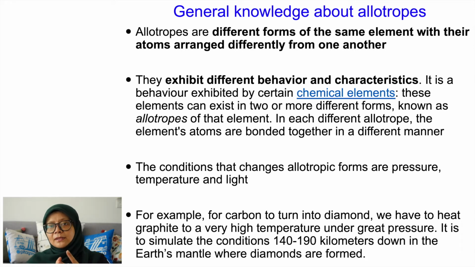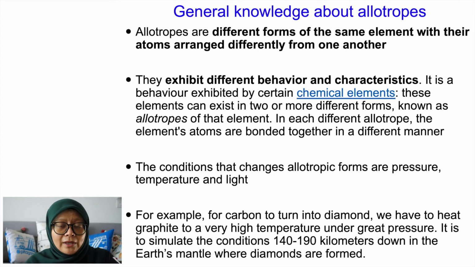For example, here we have carbon. In order to turn carbon into diamond, we have to heat graphite to a very high temperature under great pressure. This usually simulates the conditions about 140 to 190 kilometers down in the earth's mantle where diamonds are formed. So for example, we have graphite and diamond. They are both made from carbon, but with different arrangements.